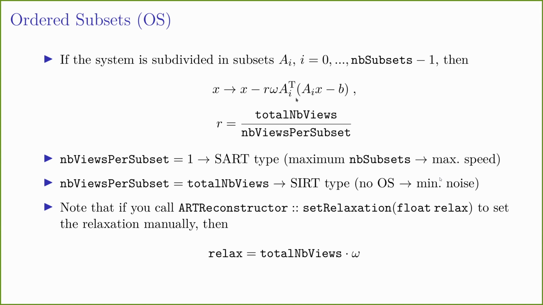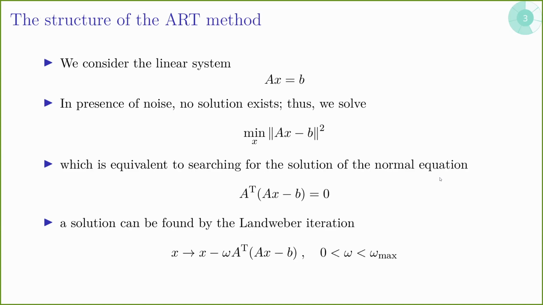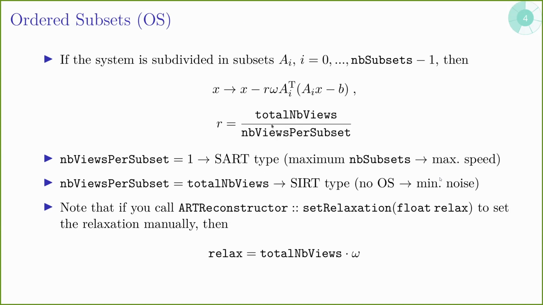And when you look closely here, you also see this new factor R that I have introduced, which is the ratio of the total number of views to the number of views per subset. So this omega that we have seen here is scaled by this factor in order to achieve the maximum convergence speed, or an optimal selection of this factor. And there are two edge cases. If we say we have only one view in a subset, which is the default start of an ART reconstruction, then this is also called SART type. So we are updating our system after each single view, and we expect to have the maximum speed in this setting.